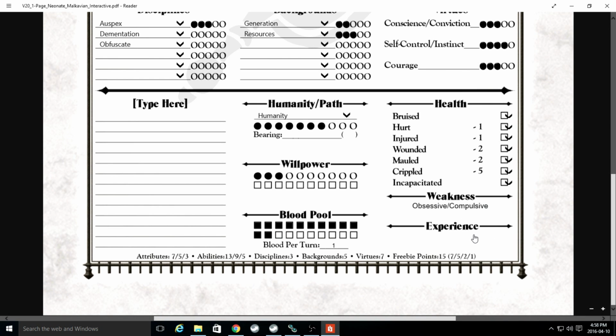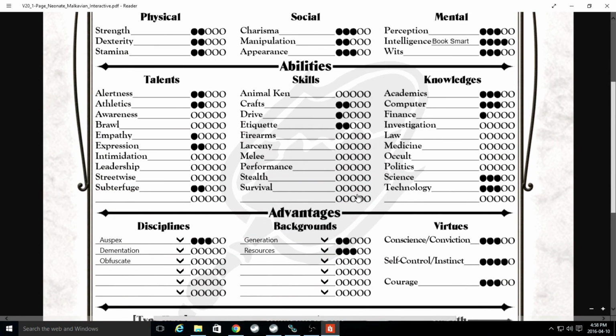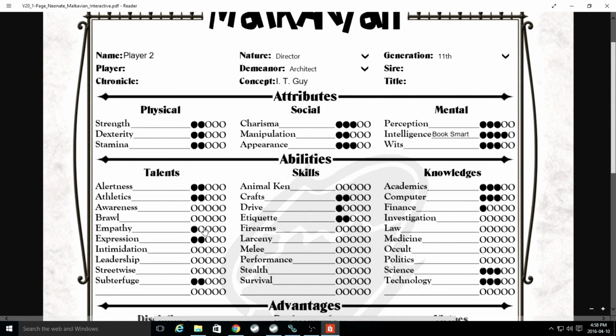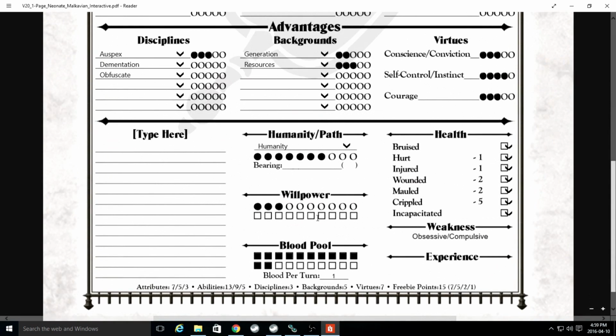But this wonderful character that we have here is our obsessive compulsive, and we got 15 freebies to spend. So we're going to throw another couple dots here into empathy for 4 freebie points. We should spend a couple here. That's 8 freebie points. Throw a couple in firearms, so he can defend himself. So that's 2, 4, 6. That's 12 freebie points.